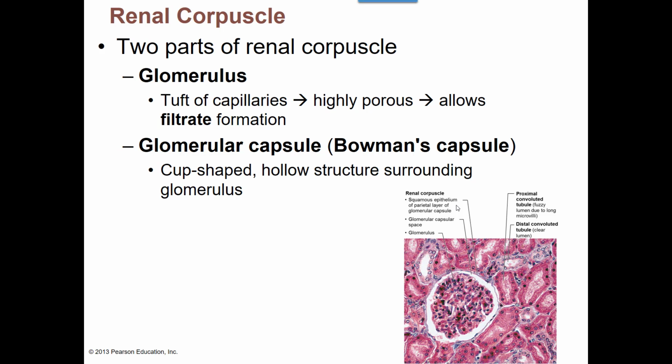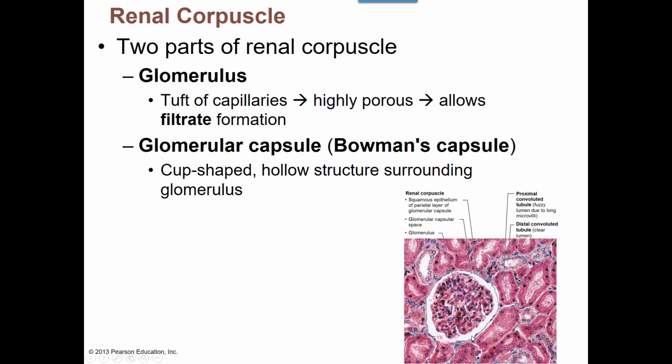Now, surrounding the glomerulus, this big tuft right here, the glomerulus sits inside of a capsule. It's almost like its own little protective capsule. So it's a little cup-shaped hollow structure that surrounds the glomerulus. That's known as the renal capsule or the Bowman's capsule.